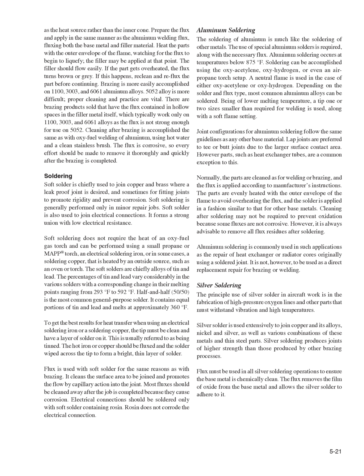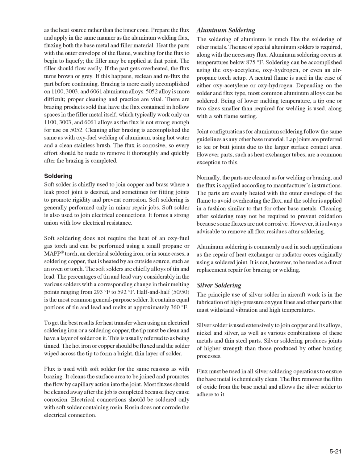Aluminum soldering. The soldering of aluminum is much like the soldering of other metals. The use of special aluminum solders is required, along with the necessary flux. Aluminum soldering occurs at temperatures below 875 degrees Fahrenheit. Soldering can be accomplished using the oxyacetylene, oxyhydrogen, or even an air-propane torch setup. A neutral flame is used in the case of either oxyacetylene or oxyhydrogen. Depending on the solder and flux type, most common aluminum alloys can be soldered. Being of lower melting temperature, a tip 1 or 2 sizes smaller than required for welding is used, along with a soft flame setting.